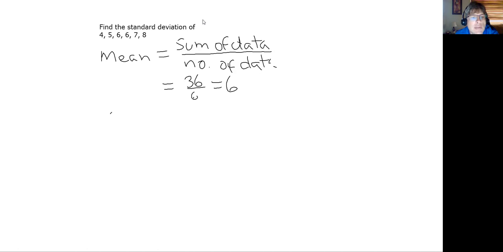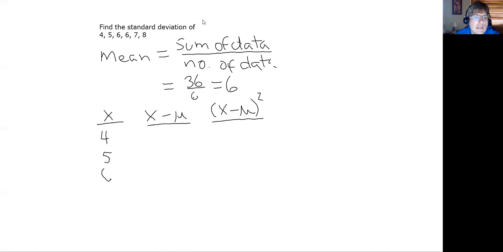For the next two steps, it's easiest to make a chart where you list your data and you subtract your mean from the data. I'm going to use the Greek letter mu to represent the mean, just like the book. And then the third column is you square that result you just got. So whatever you get when you subtract the mean, you square it. So our data are 4, 5, 6, 6, 7, and 8. From each of these, we're going to subtract 6.